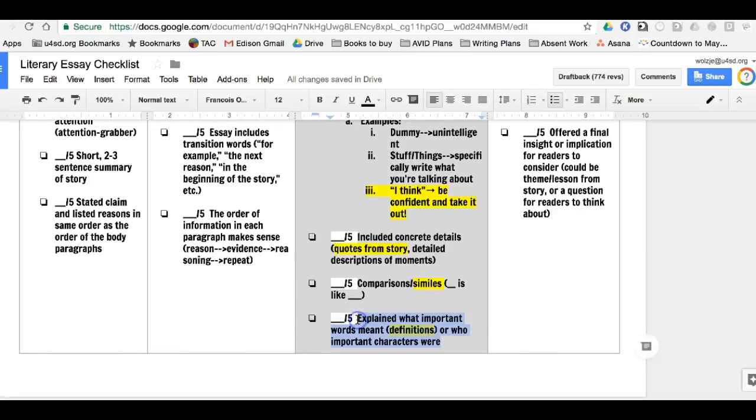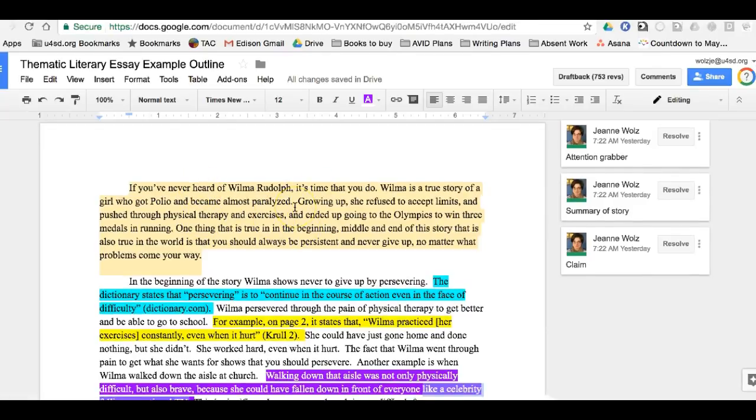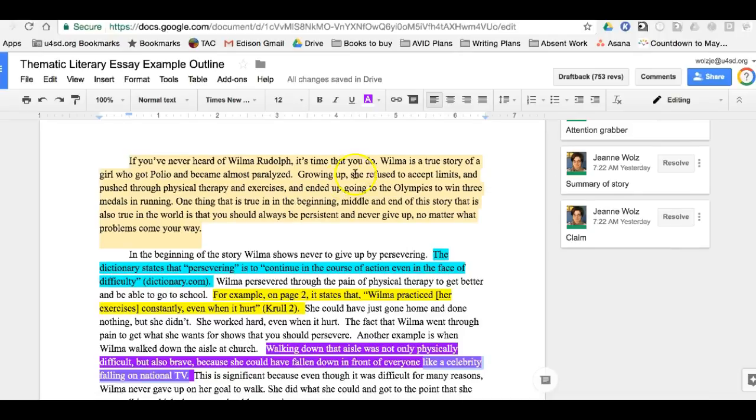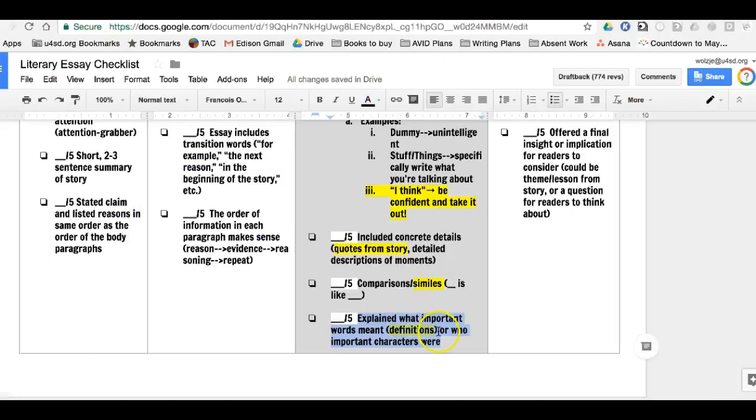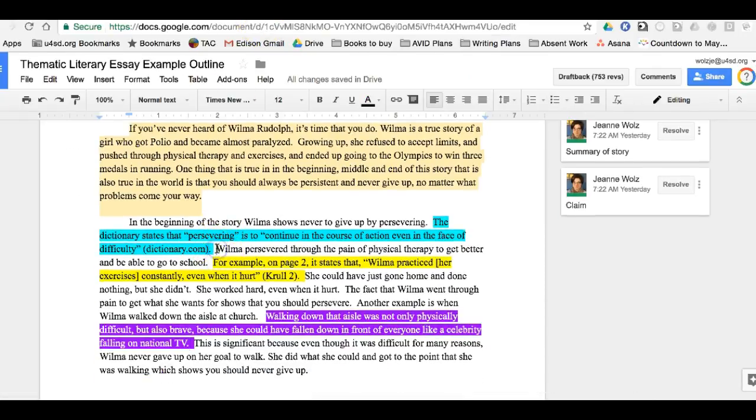Last one here is including definitions, or describing who important characters are. Many of you talk about who your character is in the beginning paragraph in the introduction. That's great. It has to be pretty specific about the character in order for me to check or count it for explaining who important characters are. Another opportunity is to define words.